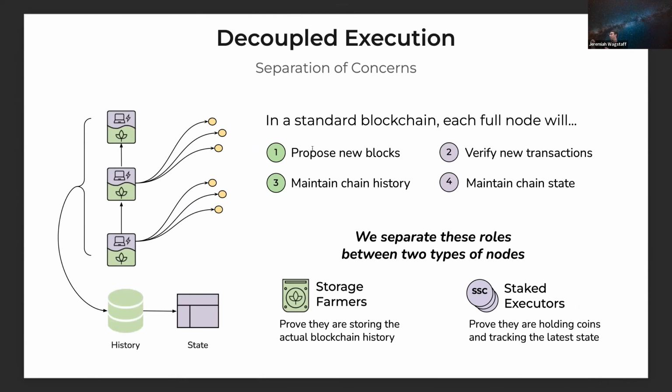So we allow these other nodes, we call them executors, to stake, store the state, get elected to process the blocks, to execute the blocks. They maintain the state, and then they commit back to this state. And then we use an optimistic fraud-proof system to make sure that that's correct, basically.